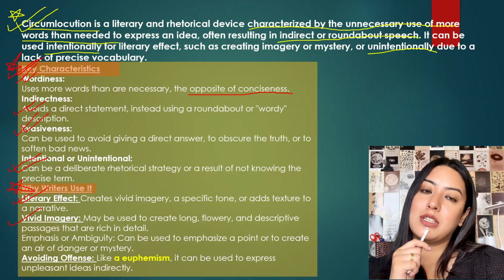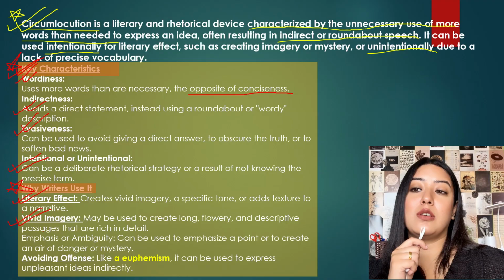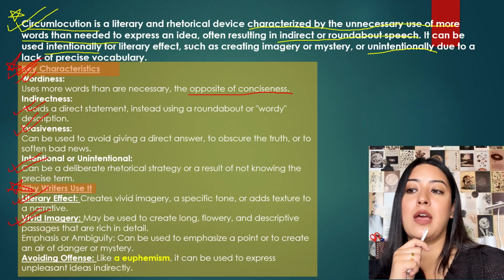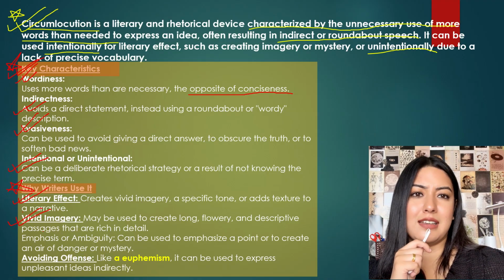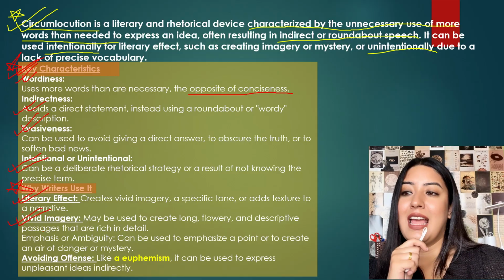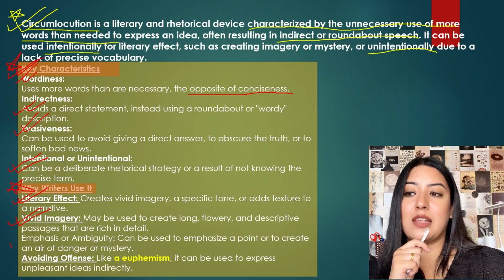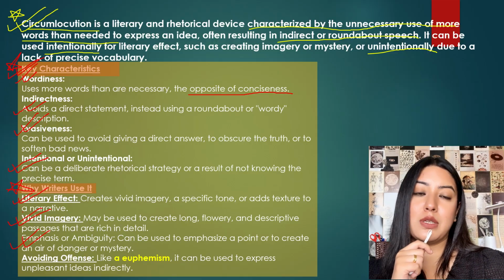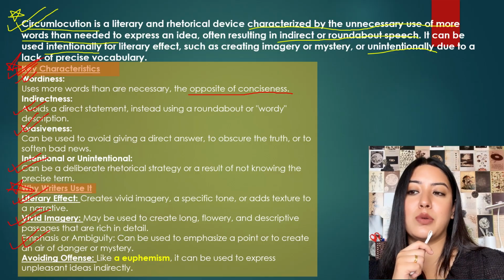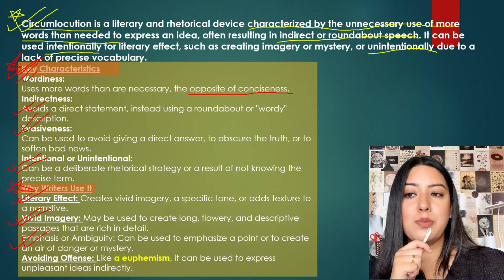Then vivid imagery may be used to create long, flowery, and descriptive passages that are rich in detail. Okay, exactly. Emphasis or ambiguity. This is another one, emphasis or ambiguity. Why do we use it? Emphasis or ambiguity can be used to emphasize a point or to create an air of danger or mystery.